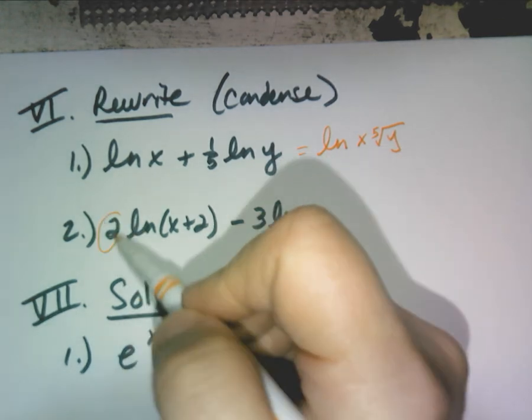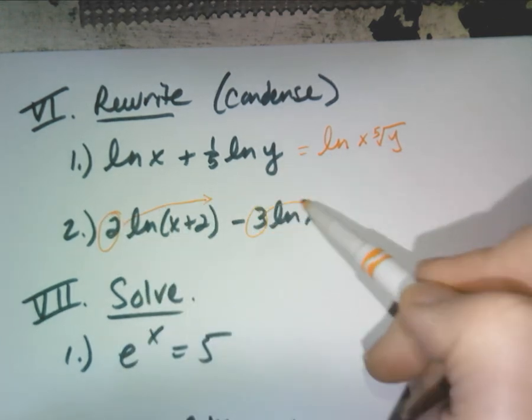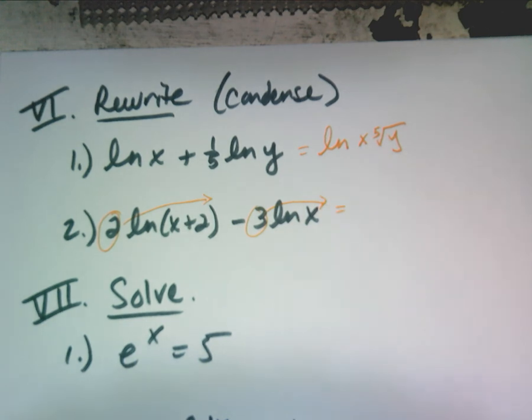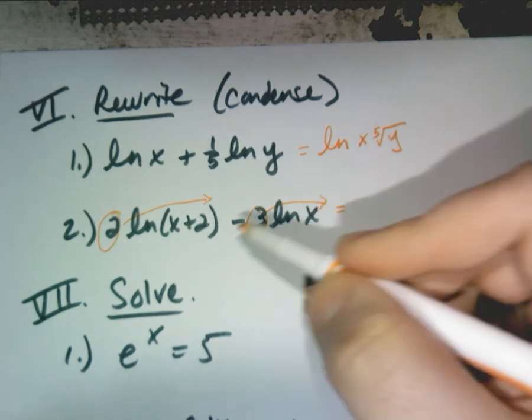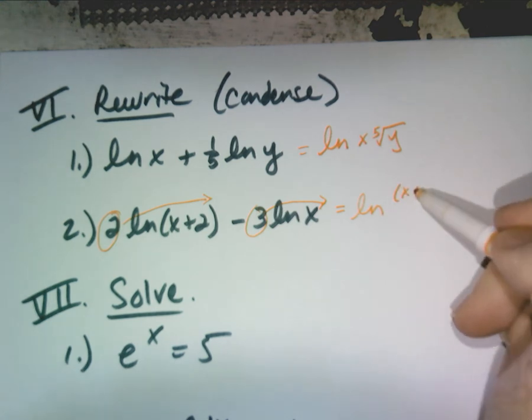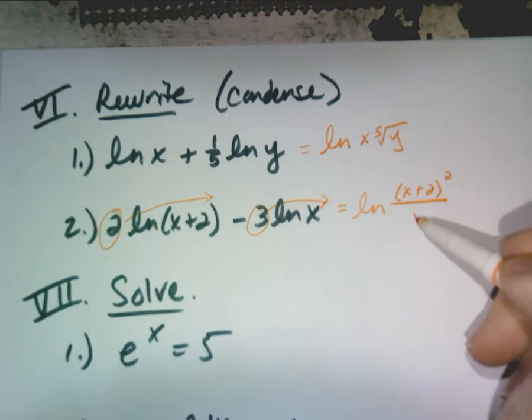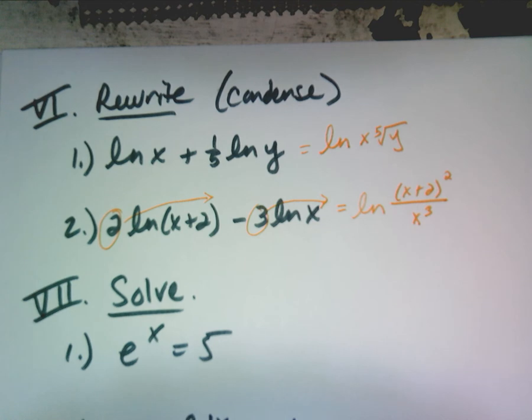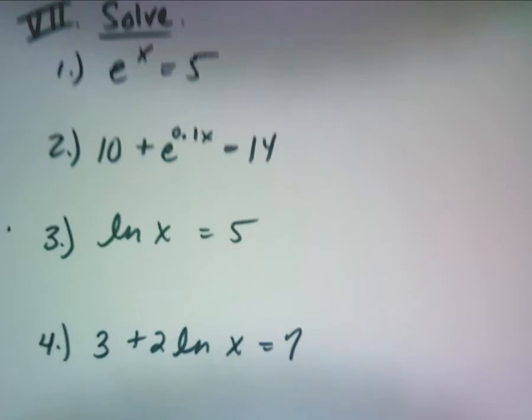How about this one? Here's the power. Always do your powers first. Then what would it be if you're minusing? Ln what? X plus 2 squared over x cubed. And you don't have to FOIL or anything. Leave it like that, okay? So condensing is pretty easy. All right, last but not least, this solve section.